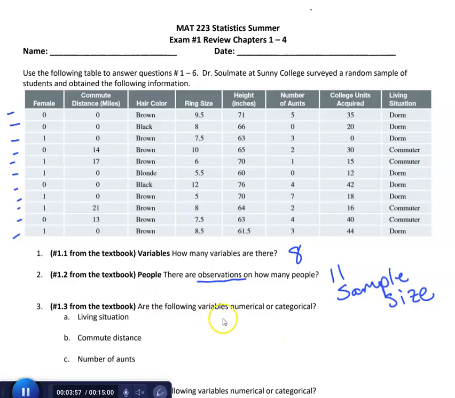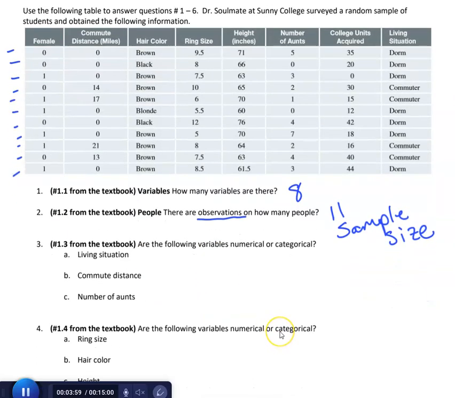Now, are the variables numerical or categorical? So make sure you're comfortable with the difference here. Numerical variables are essentially variables that you can do arithmetic with. Ask yourself, does it make sense to find an average? So commute distance, if I asked, is there an average commute distance for the students in this sample? If I could add these numbers up and take the average, that means I'm dealing with numerical data.